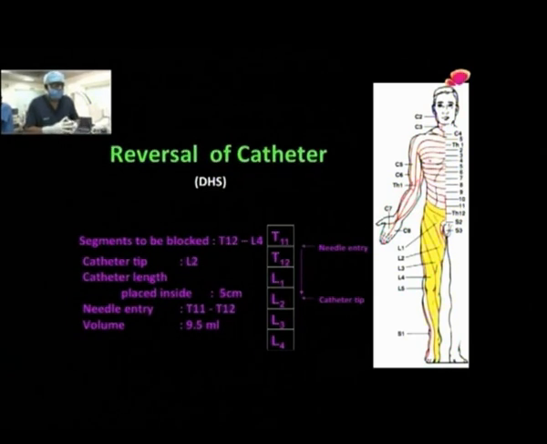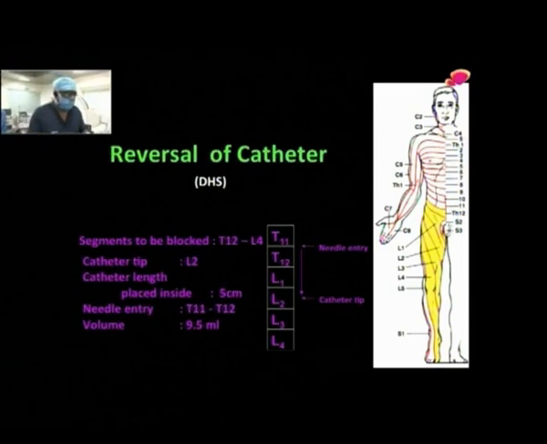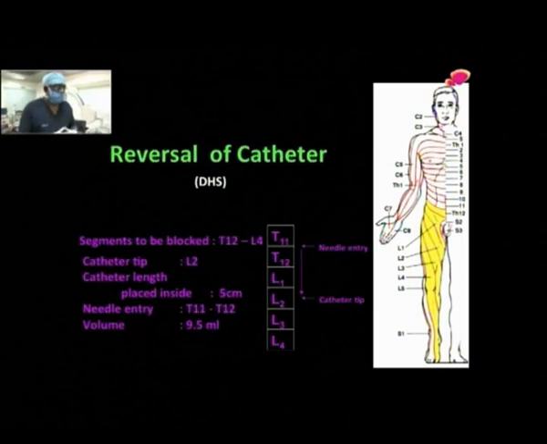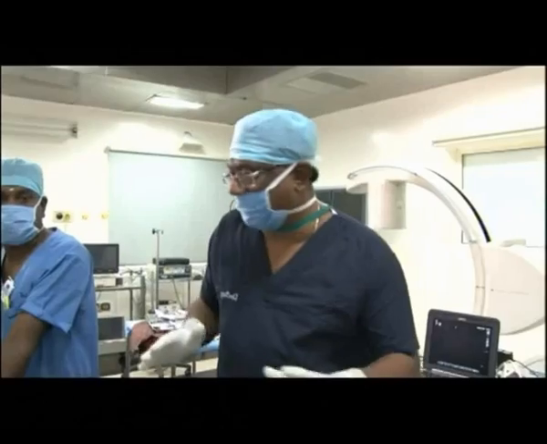Here, this is a reversal of the catheter direction, where you go from above downwards, in case, because of pain or something like that, the patient does not flex properly. The same principles apply, but you enter from above and thread the catheter below, keeping the tip at L2 as usual. And the volume is the same. Now I'll go to the demonstration.